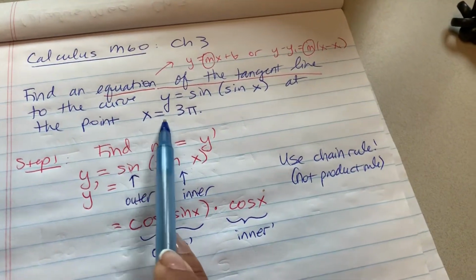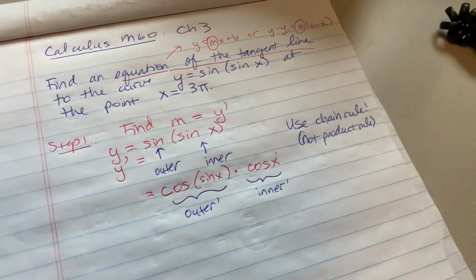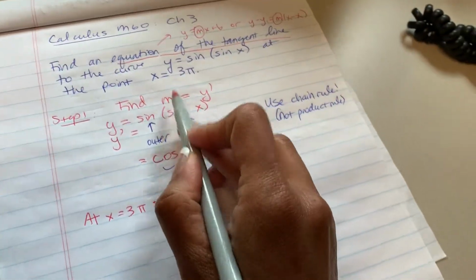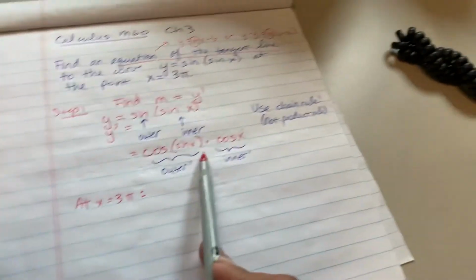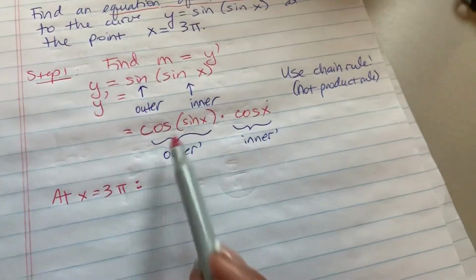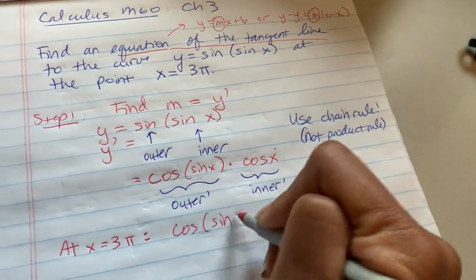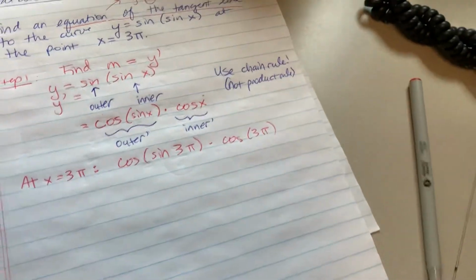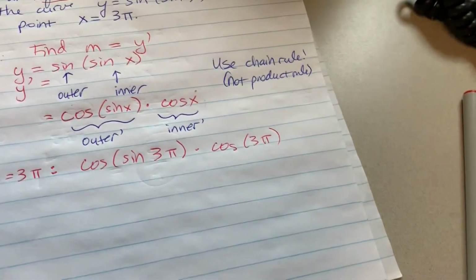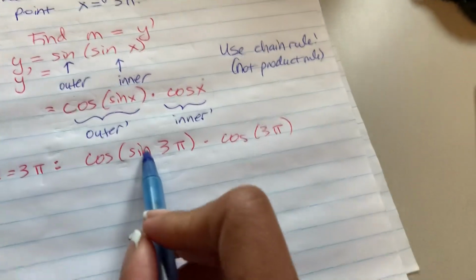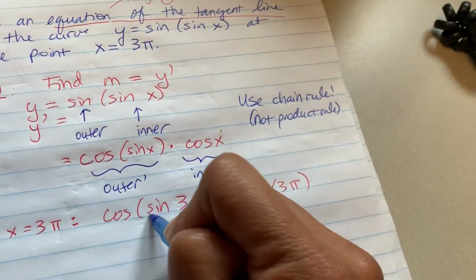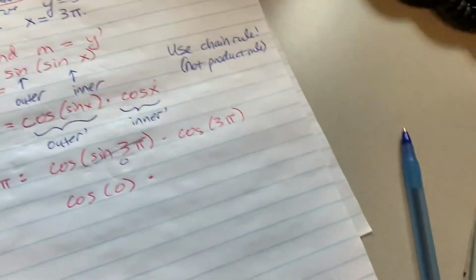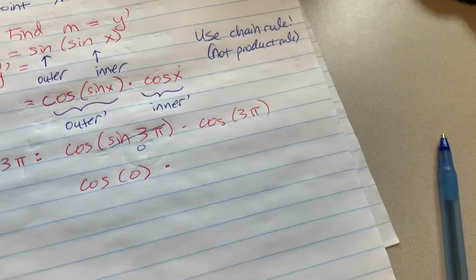It's saying at the point x equals 3 pi. Slope is always a number, so what is the number? I'm going to plug 3 pi in here. I have cosine of sine 3 pi times cosine of 3 pi. Sine of 3 pi is 0. So right now I have cosine of 0 times cosine of 3 pi, which is negative 1.